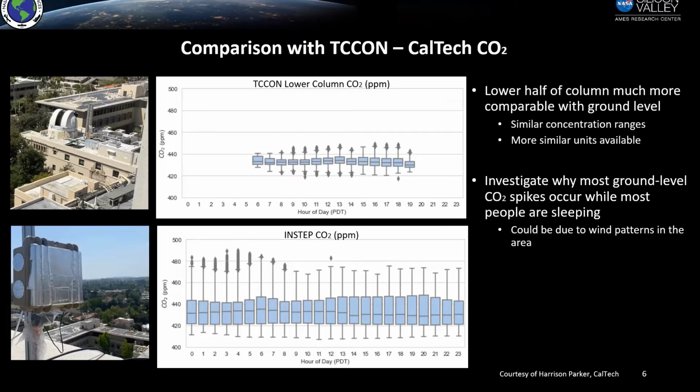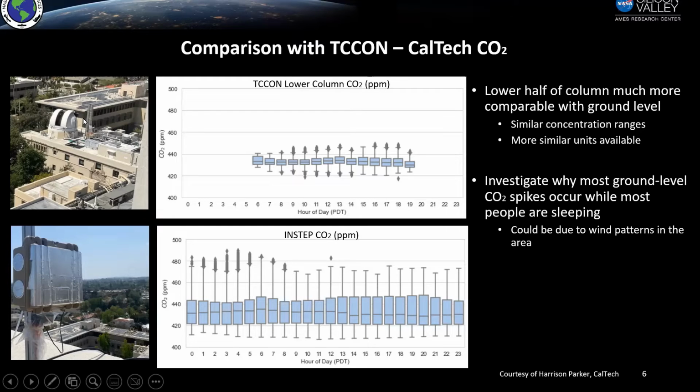So here I have data that we have from our monitor at Caltech. On the top pane here, you'll see a photo of the TCON instrument, which I mentioned is one of our remote sensing spectrometers at Caltech. And then beneath that, we have data from our NASA INSTEP monitor. Our INSTEP monitor is in the foreground of the photo on the bottom. And then you can see behind there that same quad that the TCON is located in, although you can't see the TCON in this location.